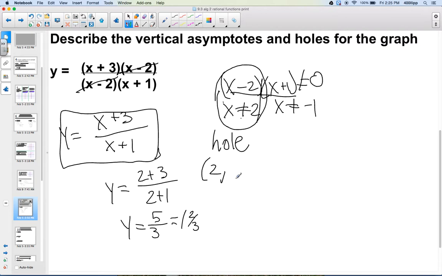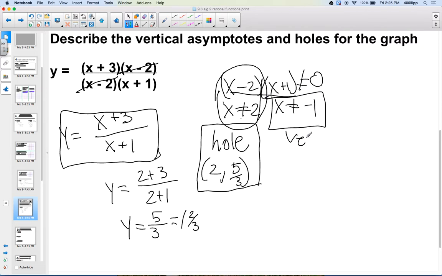So at 2, 5/3, you're going to have a hole, and this is a point of discontinuity. And at x equals -1, this is going to be our vertical asymptote, because this did not cancel out and it's still in the denominator. So we have a hole here and we have a vertical asymptote at x is -1.